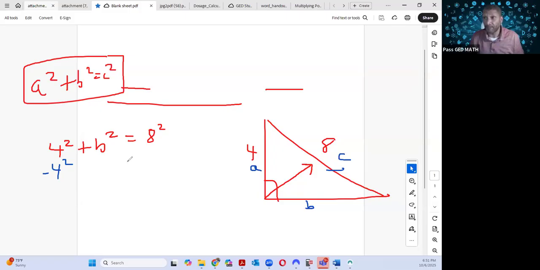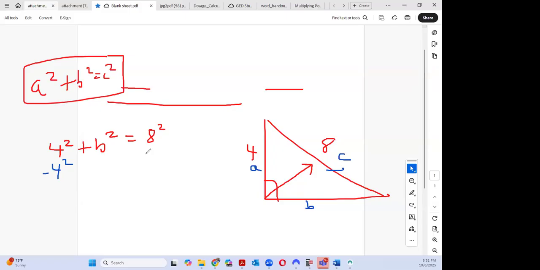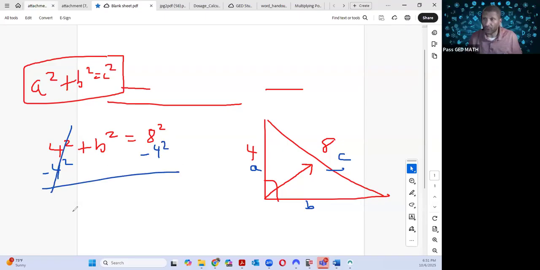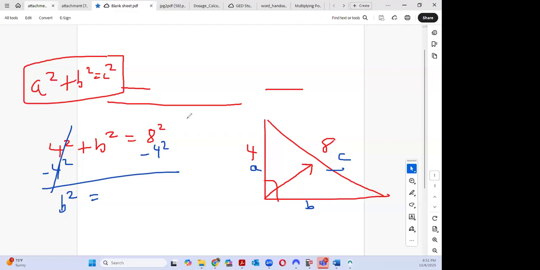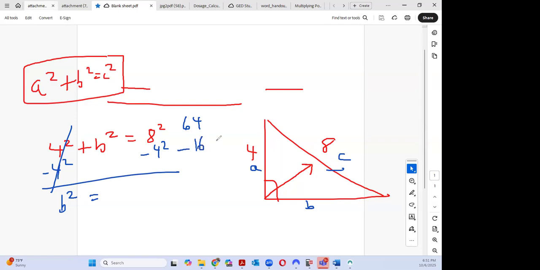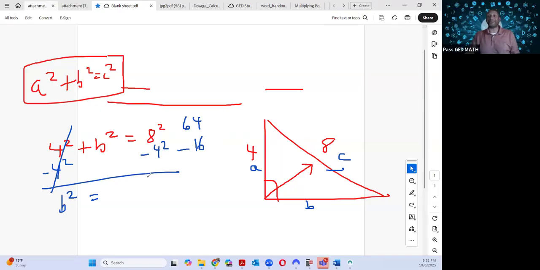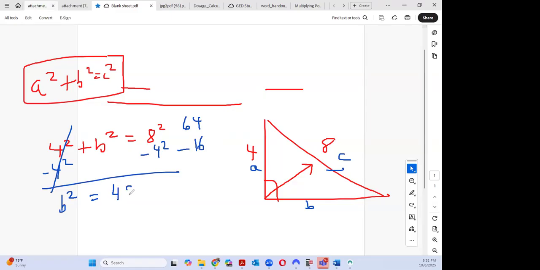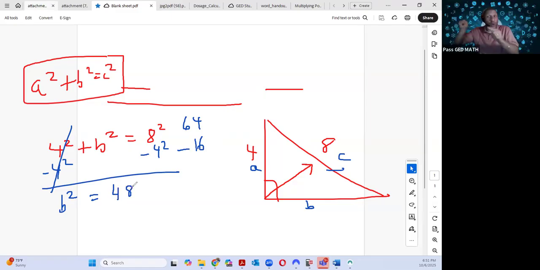Everybody understand that? Whatever we do to one side, we gotta do to the other. So the two 4 squareds cancel, and we get B squared is equal to, what's 8 squared? 64. What is 4 squared? 16. Somebody tell me what 64 minus 16 is. 48. Now, I'm left with B squared equals 48.